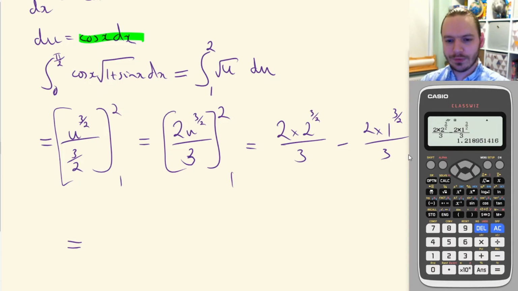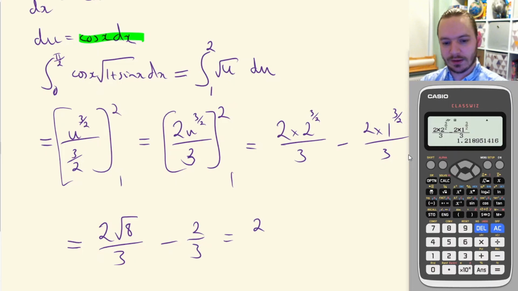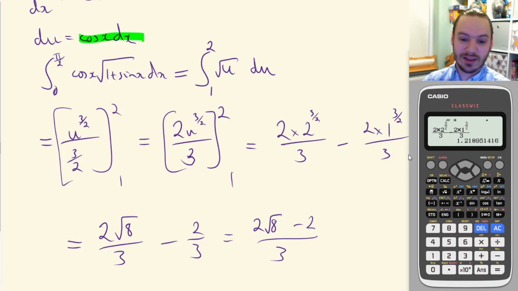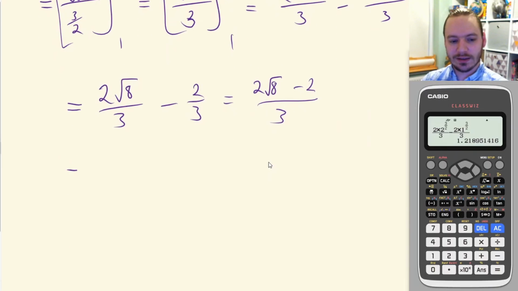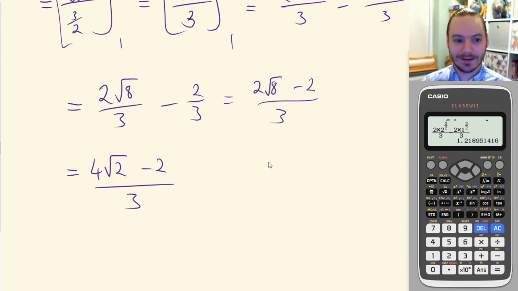So 2 to the power 3 over 2 is the square root of 8. So this is 2 root 8 over 3, and then this is minus 2/3. And actually that'll do as an answer, or you could pull these two together if you prefer, and then get 2 root 8 minus 2 over 3. Root 8 also tidies up ever so slightly, because root 8 is 2 root 2. So we could write that as 4 root 2 minus 2 over 3, and we're probably going to stop there. It's not going to get much tidier than that.